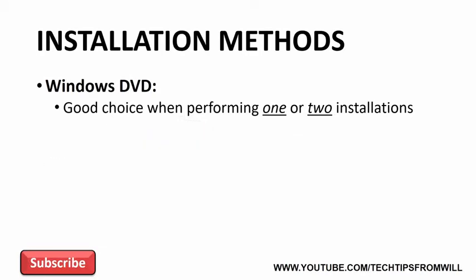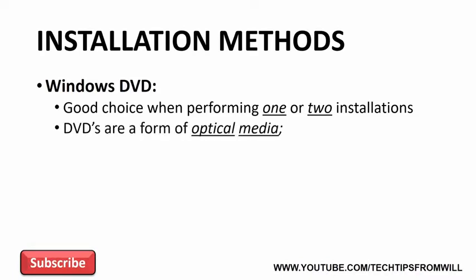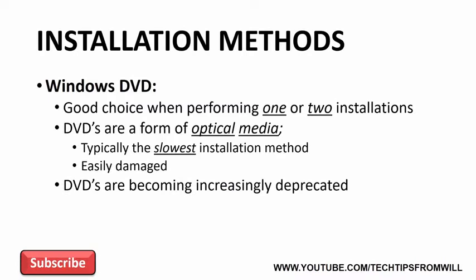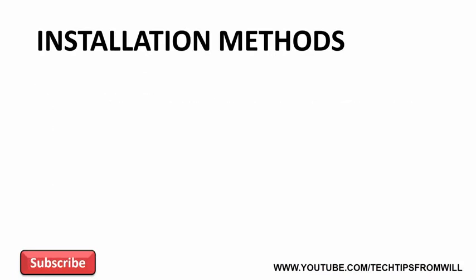Another downside to using a DVD as your install method is that DVDs are a form of optical media. Compared to other install methods, optical media is typically the slowest and is easily damaged from scuffs and scratches. Furthermore, as time goes on, and with more mobile and tablet devices entering the market, DVDs are becoming increasingly deprecated. If you plan to install Windows 10 onto a device that doesn't have an optical drive, a Windows DVD cannot be used and you'll have to find some other method.